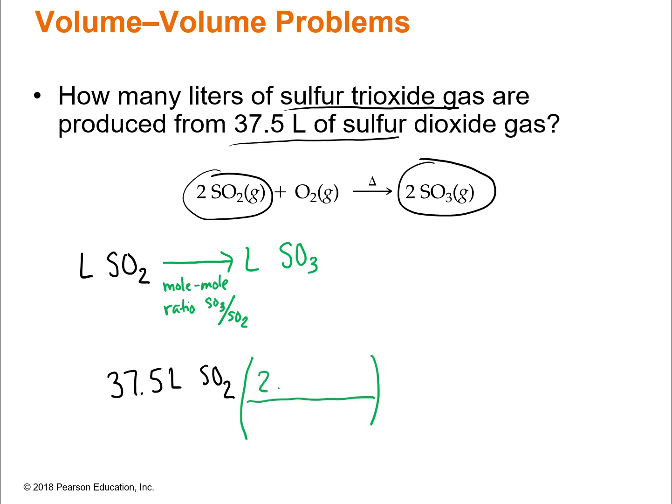So our mole-mole ratio here is 2 to 2. That makes the math pretty easy. So you should get 37.5 liters. Kind of anticlimactic after doing the other two types of problems, but I'm sure it's a relief. Any questions here? Oh goodness, yes. SO3, thank you.